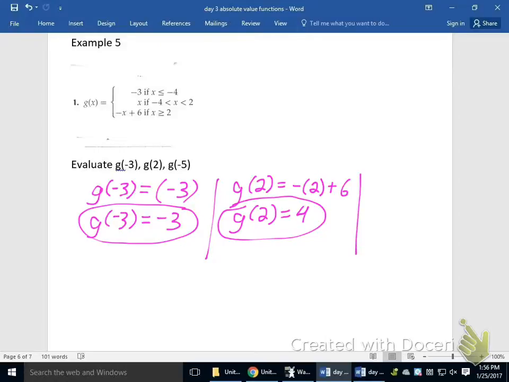And now we're going to do the last one for you, g of negative 5. Going to refer up here, negative 5 is going to fall onto this first one, and it simply equals negative 3. There's actually no work to do right there because it tells you that it's equal to negative 3.